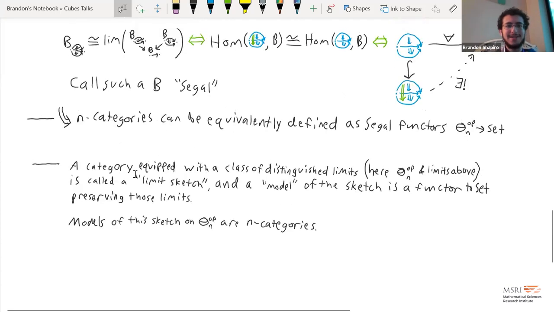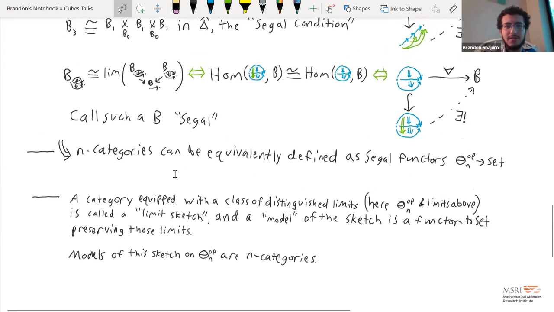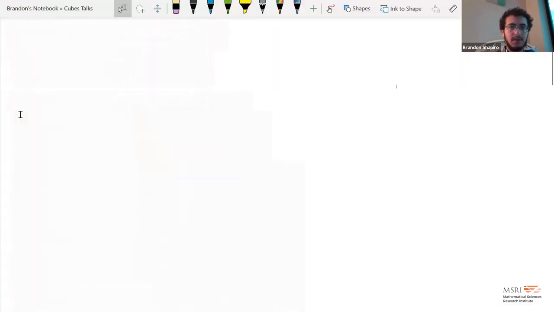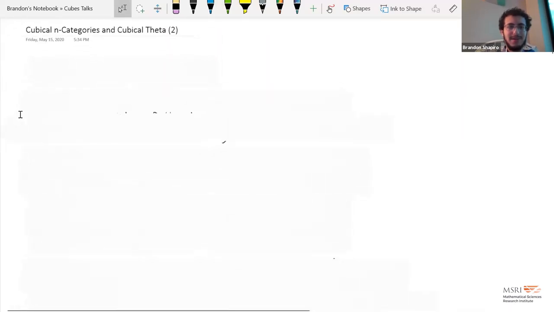So, yes, one other technical glitch. I'll pause for a second for questions before I switch to a second page of notes. All right, well, feel free to interrupt at any point. Okay. OneNote's been giving me all kinds of trouble, so I think it likes me better when I don't have as long pages.